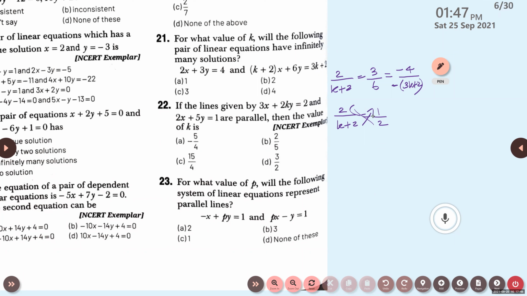15 by 4. How will you get? You check it. Which 15 one? 22nd question. We are doing the 21st question. Here, no option is there. 15 by 4 is equal to k plus 2. K is 2.